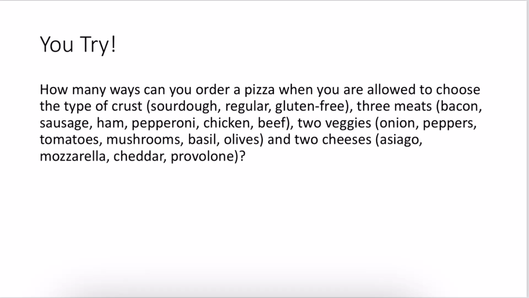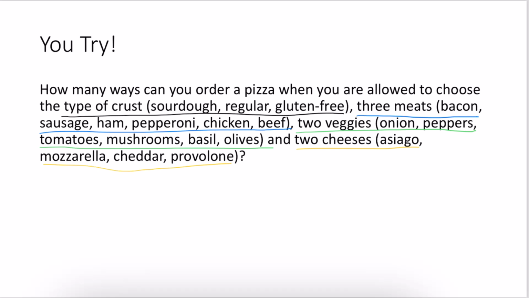Okay, so in this problem, we're asked to find how many ways you can order a pizza when you are allowed to choose the type of crust from 3 different options. You can choose 3 meats from 6 different options, 2 veggies from also 6 options, and 2 cheeses from 4 options. So we have 4 different sets of choices that we're making.